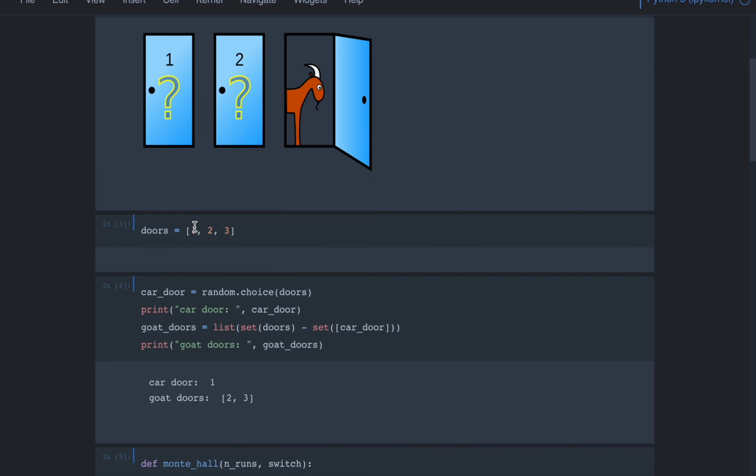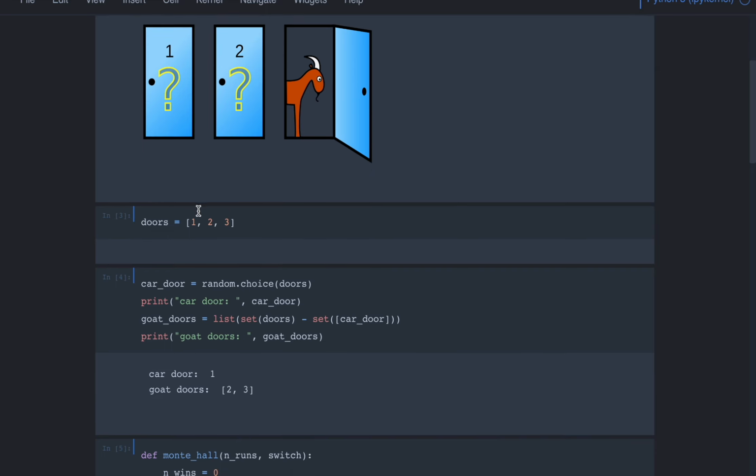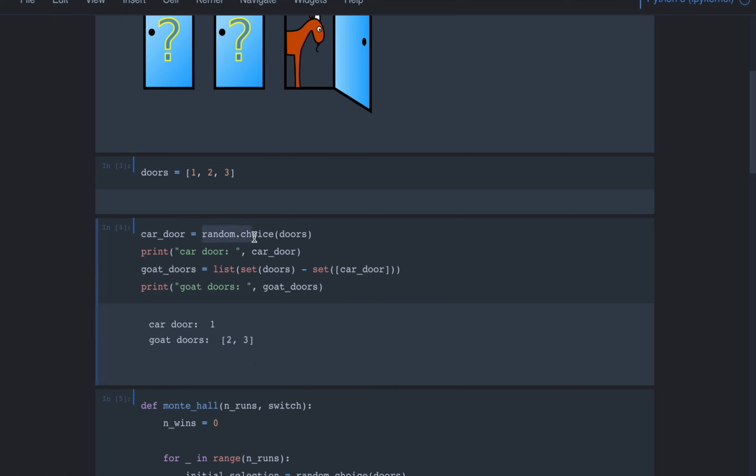So we have 3 doors, 1, 2, and 3. Now let's put a car behind one of these doors and goats behind the remaining 2 doors randomly, right? So here I'm making a random choice on these 3 doors. I'm picking just one door. In this case, it happened to be door number 1, right? So behind door number 1, we are putting a car. And then the remaining 2 doors should have the goats, right?